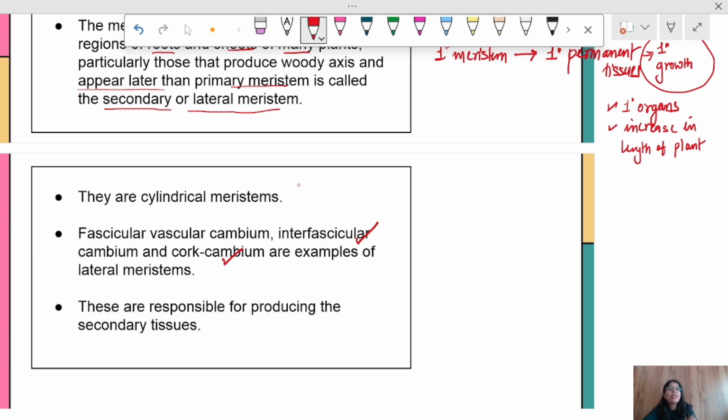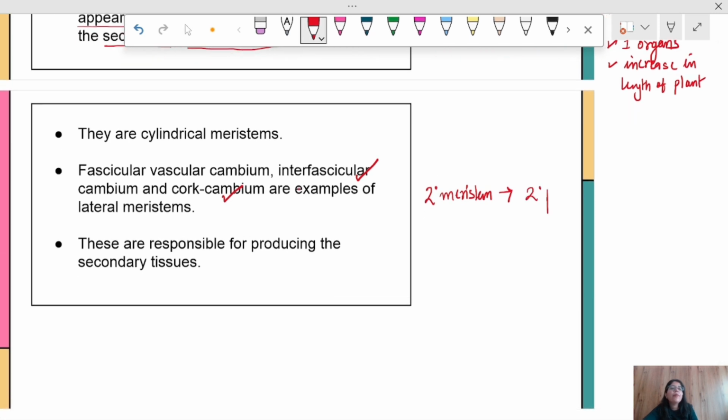I told you primary meristem will always make primary permanent tissue. Like that, secondary meristem always divides and forms secondary permanent tissues, which are responsible for secondary growth. And what is the meaning of secondary growth? The meaning of secondary growth is increase in width or girth, and wood formation. These are the two meanings.